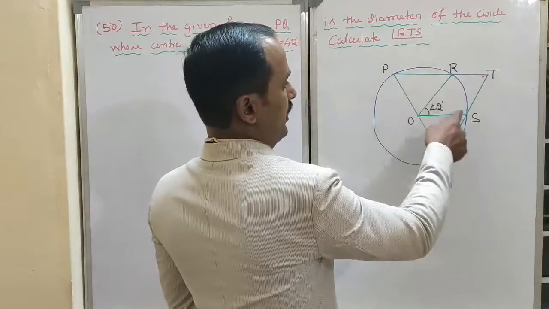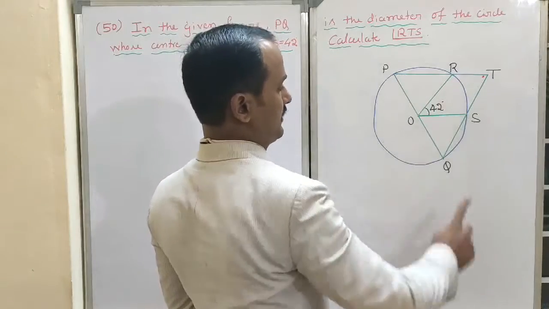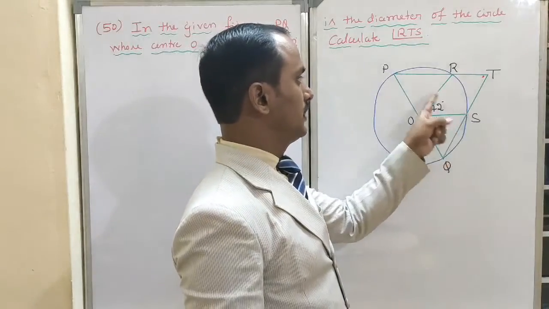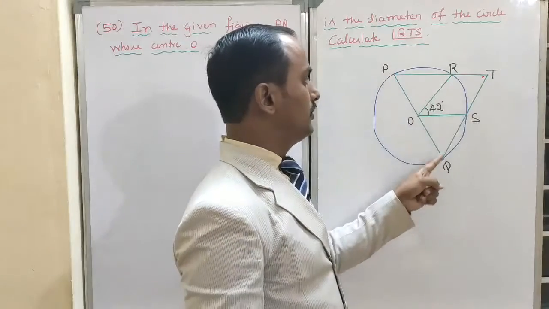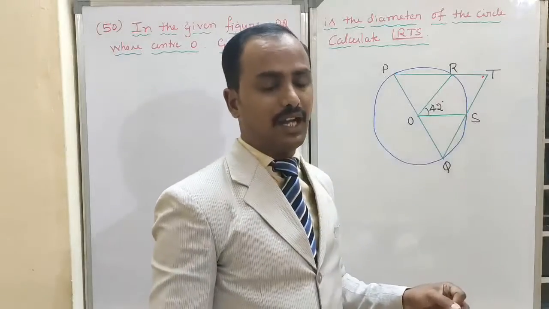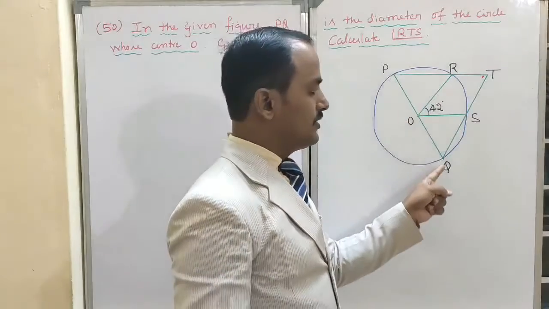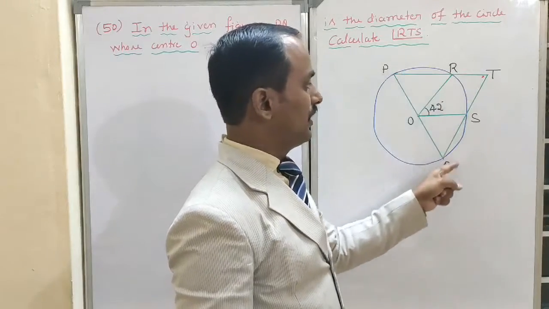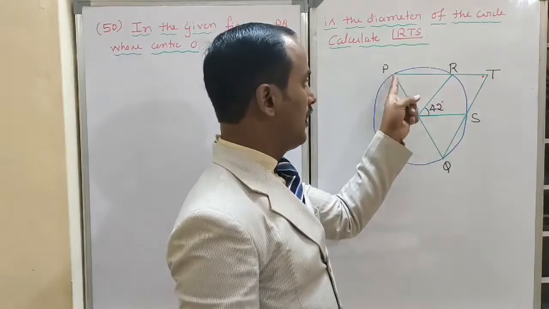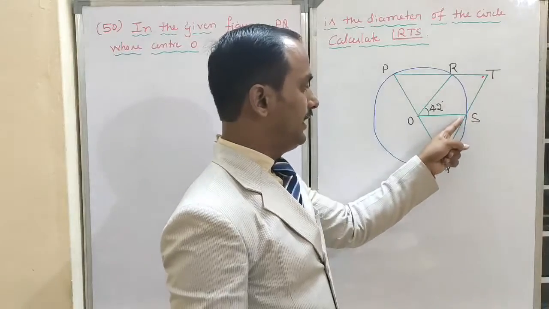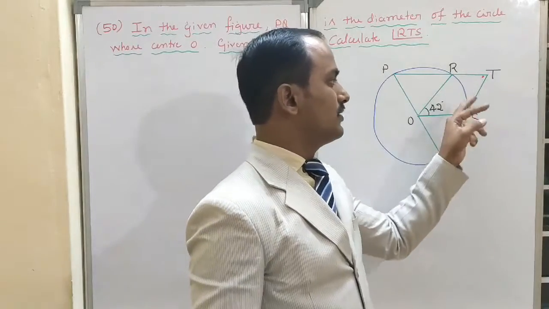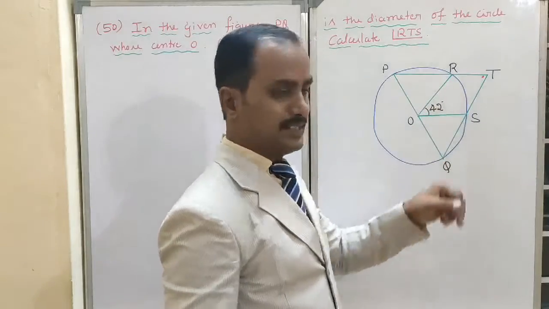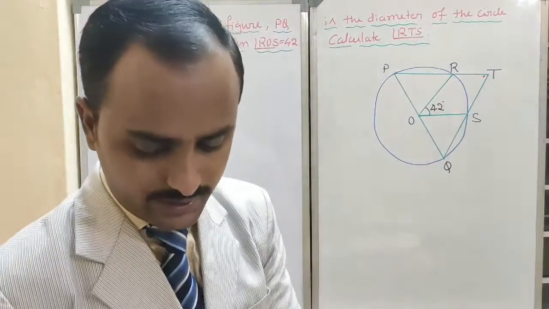I will join RS, dear children. After joining RS, angle RSQ became 90 degree. PQ is the diameter. Diameter subtends angle at the circumference, that angle is 90 degree. PSQ 90 degree came, which means PST also 90 degree will come. I will show, look here. I will join that one.